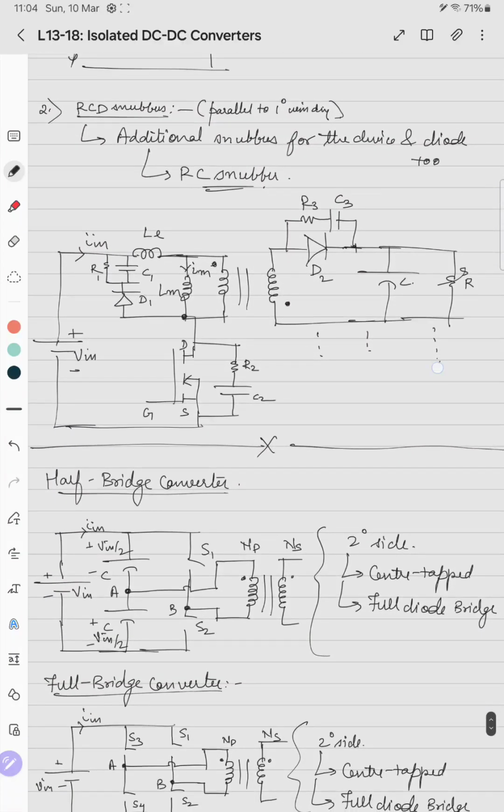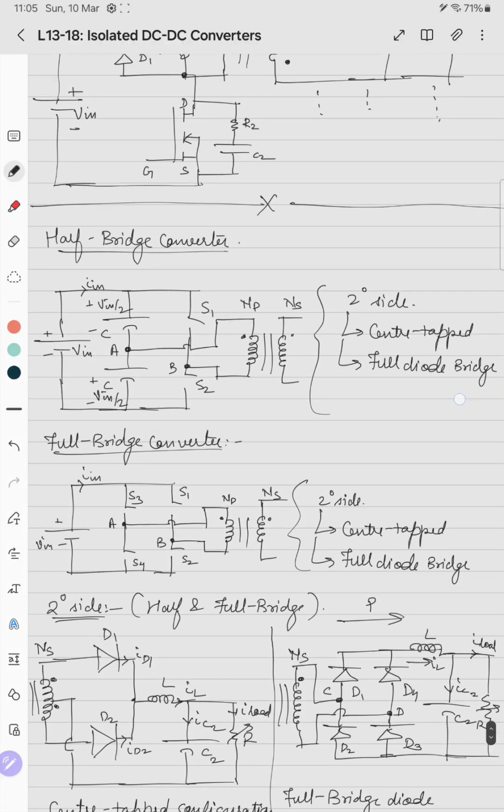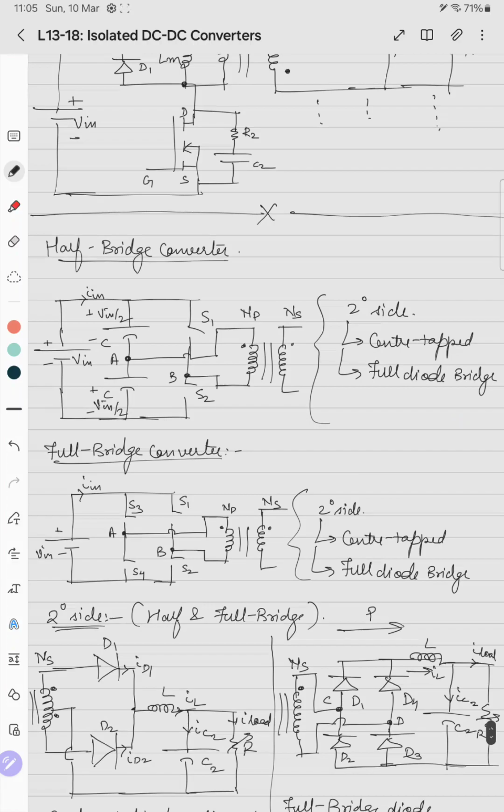But half bridge and full bridge converters are isolated DC-DC converters where we incorporate a high frequency transformer as an integral part of the DC-DC converter. So half bridge and full bridge converters are very similar to isolated DC-DC converters like the forward converter and push-pull converter. Thus, to see why there is a need to go for half bridge and full bridge converters, we compare them with the forward and push-pull converters.